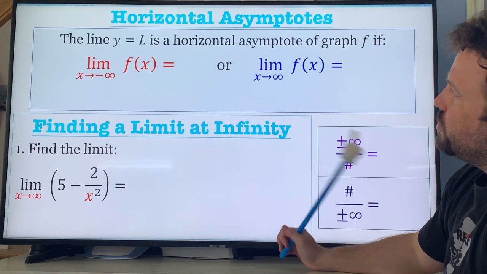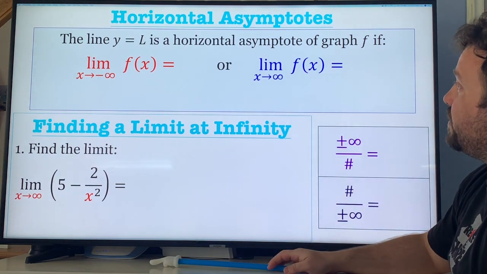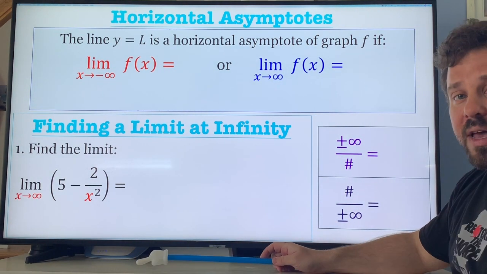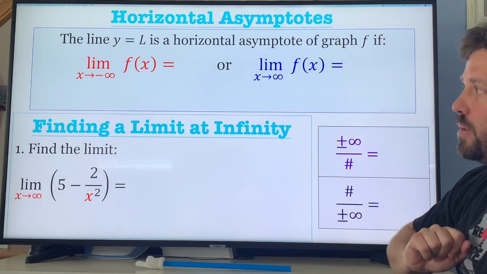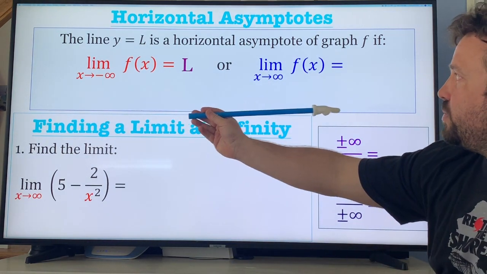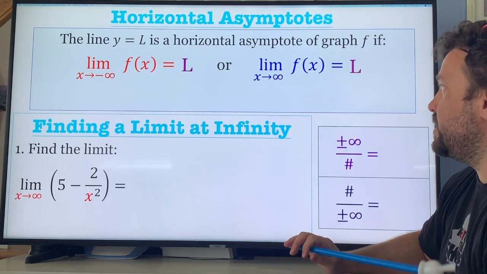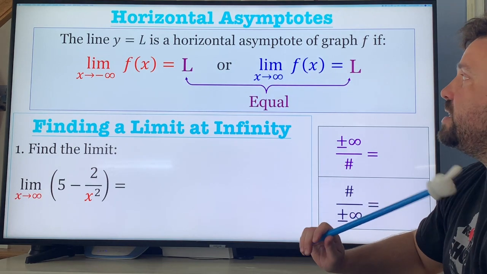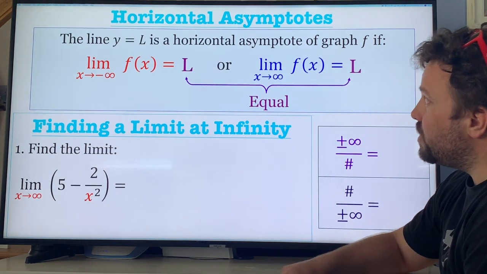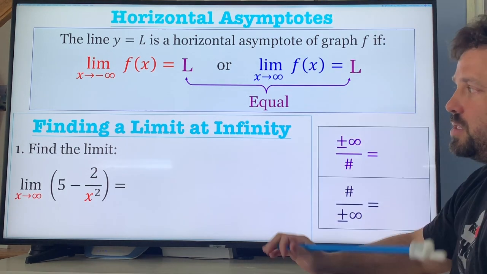So here's the basic rule. The line y equals L is a horizontal asymptote of the graph of f, where f is just the name of the function, if the following is true. The only way to have a horizontal asymptote is if the limit as you approach negative infinity is L, and as you approach positive infinity, it is also L. L could be any number there is. What do you notice about these two? They are equal. If your limits as you approach negative and positive infinity are equal, there is indeed a horizontal asymptote. You can approach different sides, that's okay, as long as you're approaching the same number.